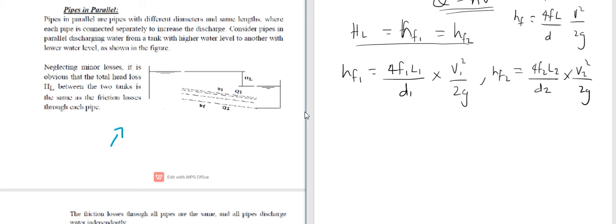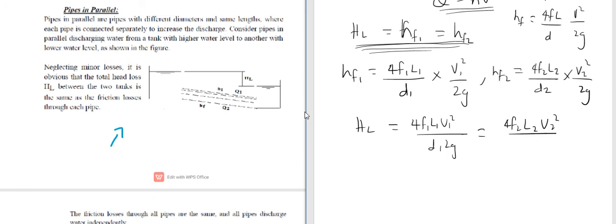And since they are equal according to this expression, because they are connected in parallel, the total head loss HL will be equal to 4F1L1 V1 square over D1 2G, which will now be equal to 4F2L2 V2 square over D2 2G. That's the equation. So for as many pipes that you have in parallel, they keep getting equal to each other. I hope that is clear.